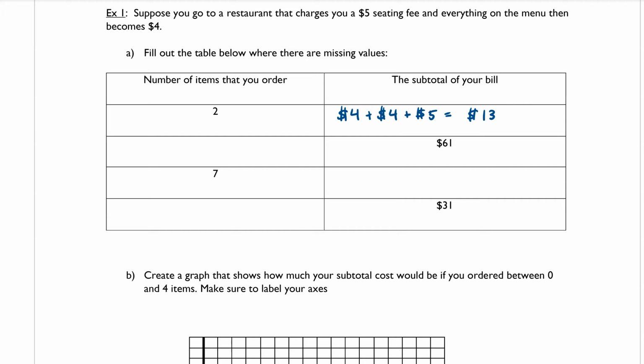Okay, so what if they gave you the subtotal and you were trying to figure out how many items you ordered? Well, we know that we have to pay the seating fee. So what we could do is subtract off the seating fee from the $61. And if we did that, then we would get $56.